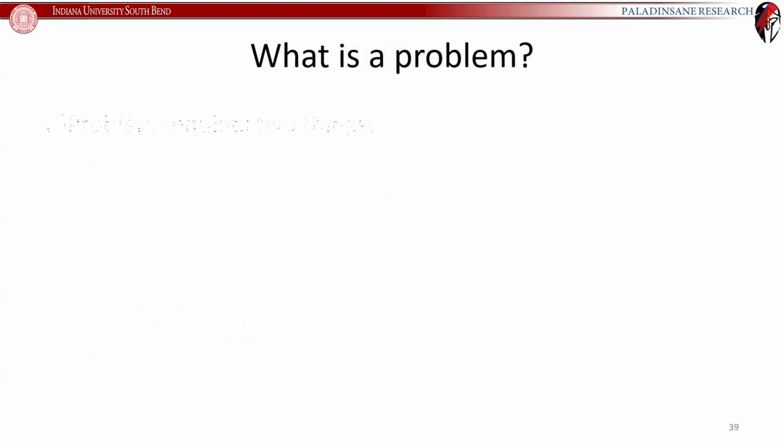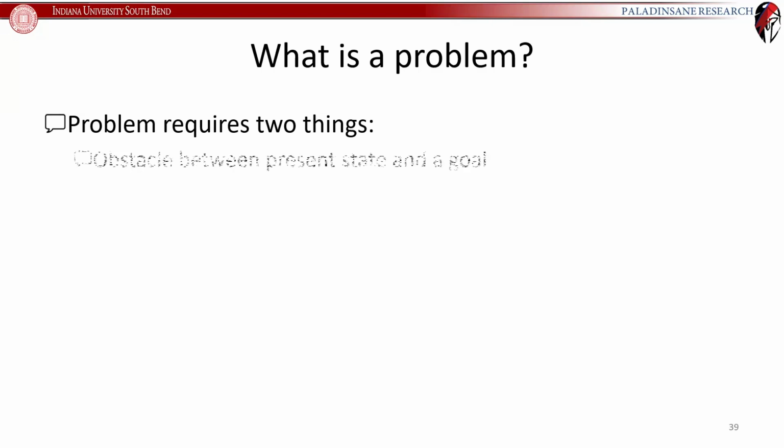All right, so let's start off with what is a problem. So, for something to be considered a problem to a cognitive psychologist, so this is a very narrow definition of what a cognitive psychologist says. This is what we talk about when we talk about a problem. Well, it requires two things. It requires an obstacle between your present state and a goal.